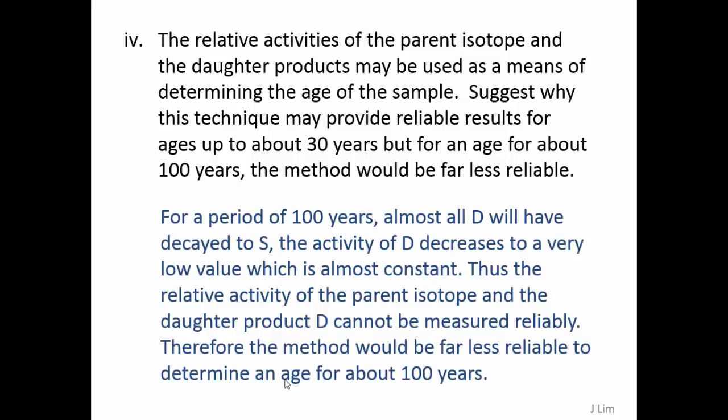For a period of 100 years, almost all D will have decayed to S. The activity of D decreases to a very low value, which is almost constant. Thus, the relative activity of the parent isotope and the daughter product D cannot be measured reliably. Therefore, the method would be far less reliable to determine an age of about 100 years.